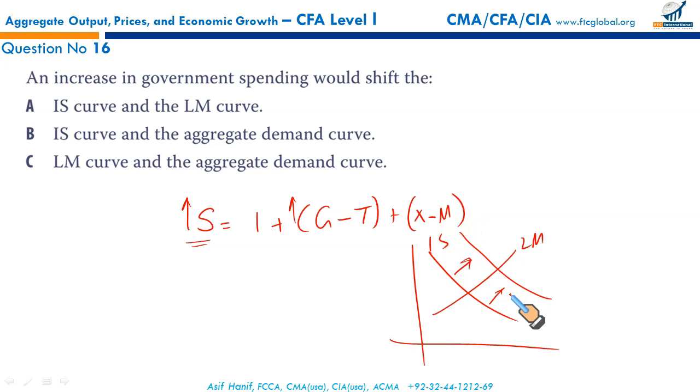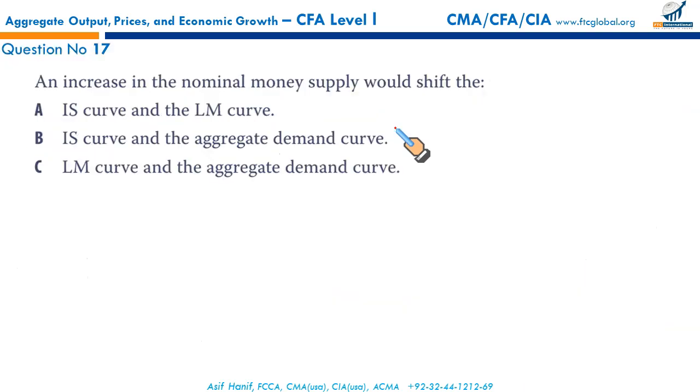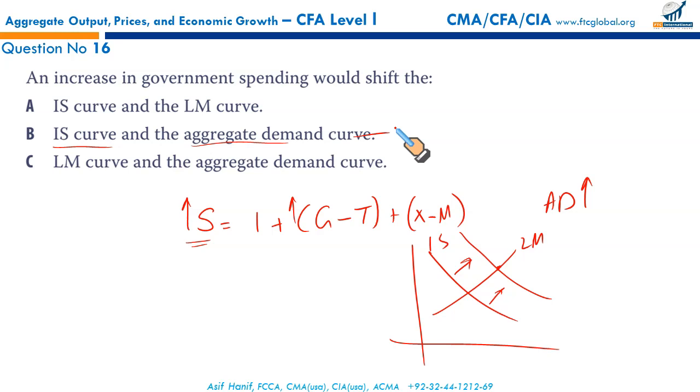Since the IS curve is shifting outwards to the right, this would also result in a point of intersection between IS and LM at a higher level. So this will also push the aggregate demand curve to the right as well. So this will shift the IS curve and the aggregate demand curve to the right, and that makes B the correct option. Next, remember the important point here, that an IS increase is an increase in the aggregate demand.